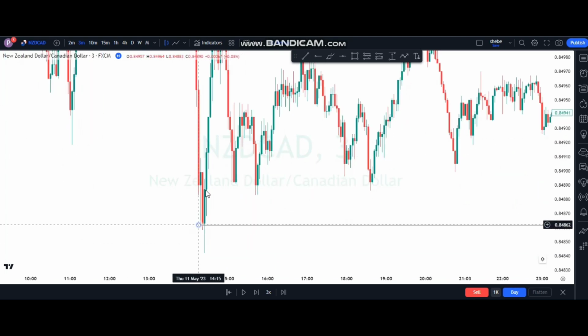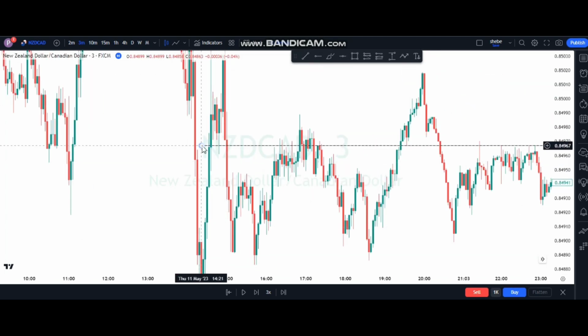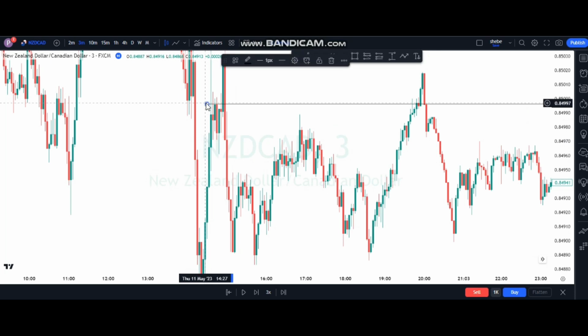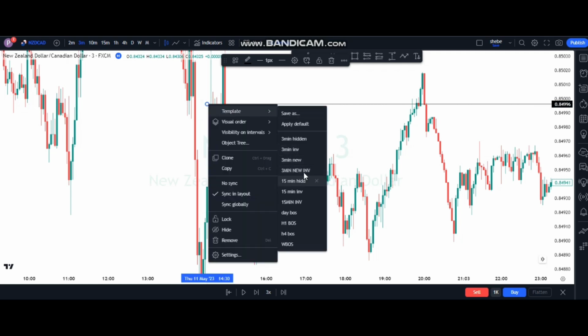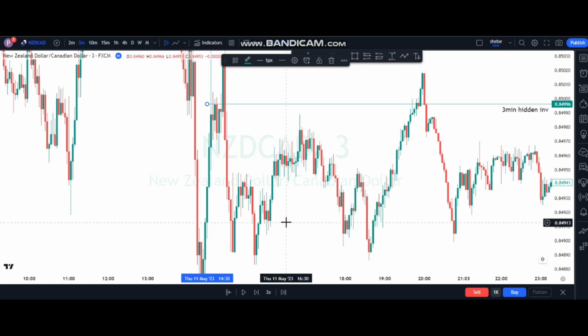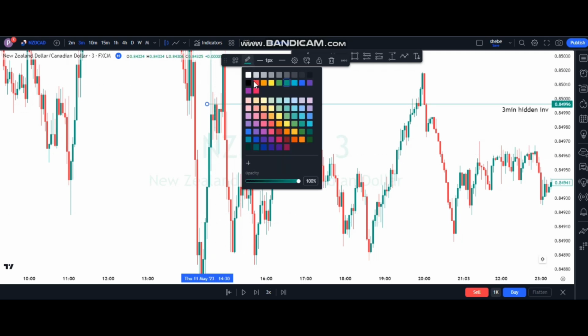Broken around, making this one as our invalidation point. But that being an invalidation point, when the price came, it did not get wicked, but when it came back, it went past. So when it went past, hence making this one as our 3 minutes hidden invalidation point. Hidden invalidation point. Yeah, just like that.